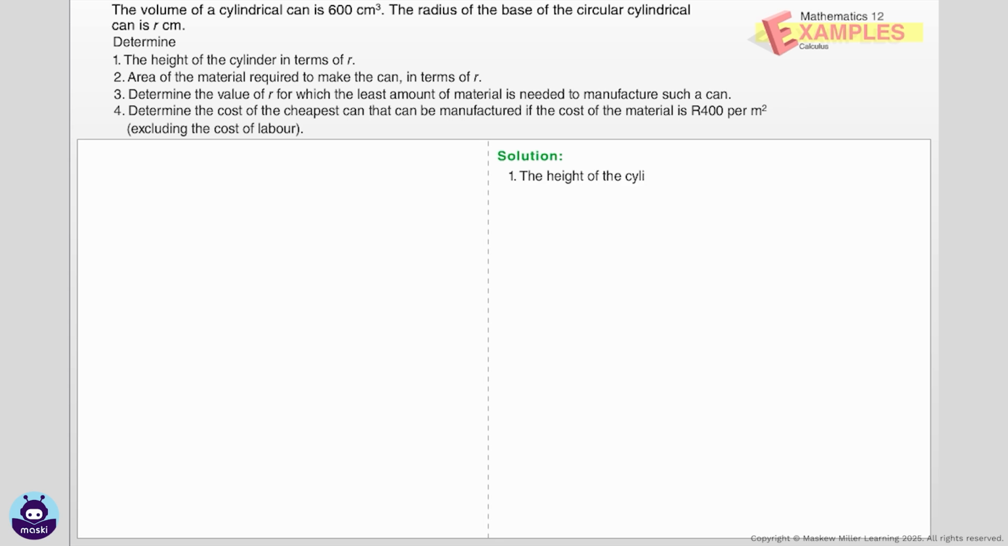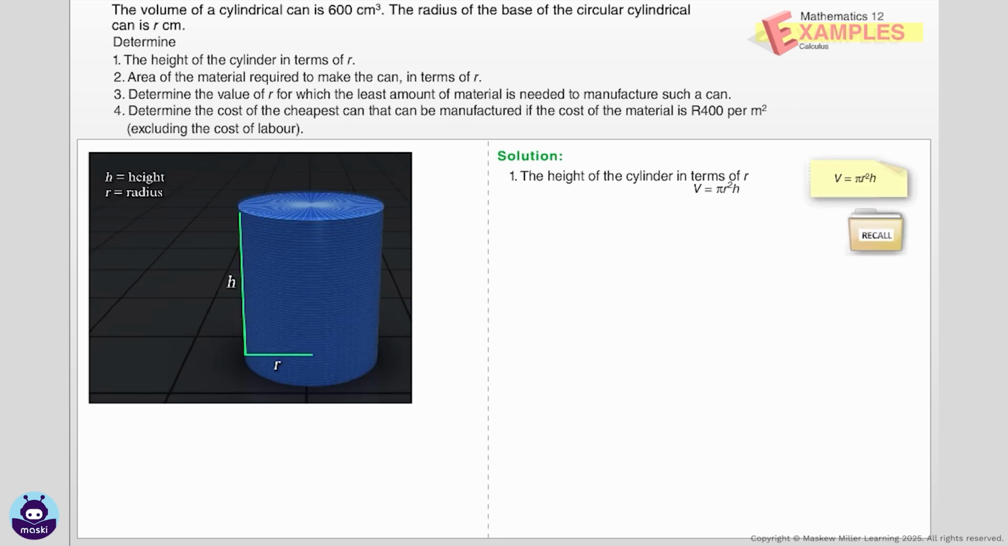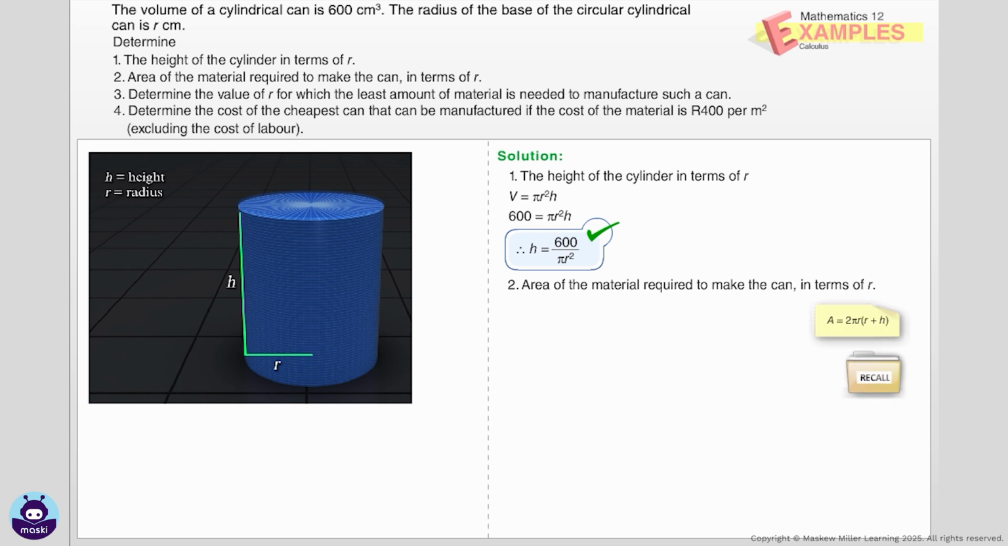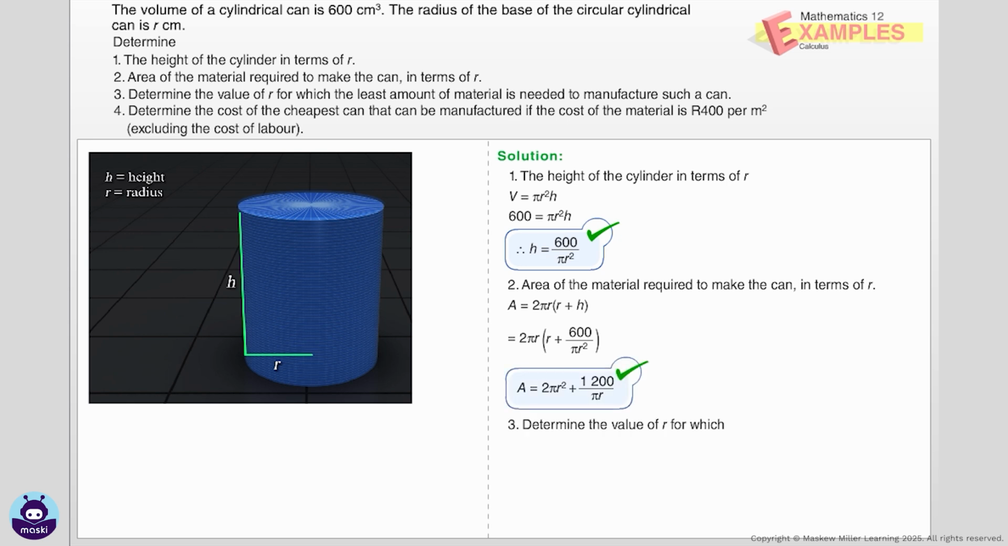Solution. Recall that the volume of the cylinder is. Making h the subject of the formula, we get, therefore, h equals 600 over pi r square. Recall that the surface area of the cylinder is. Substituting the value of h in terms of r, A equals 2 pi r square plus 1200 over pi r.